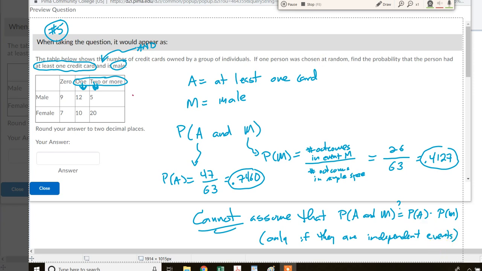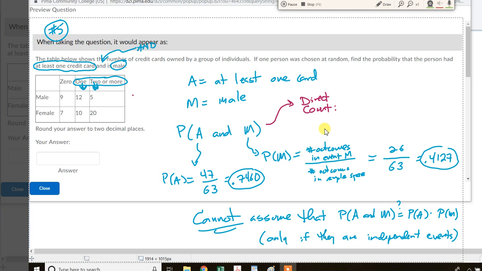Since we have the actual raw data, we have the count of each person's, like all the different males and how many cards they had, and all the different females and how many cards they had, we can get the probability directly. The probability of A and M, I can just do the direct method. We can just do a direct count. We can just count how many people are in the event A and M at the same time.